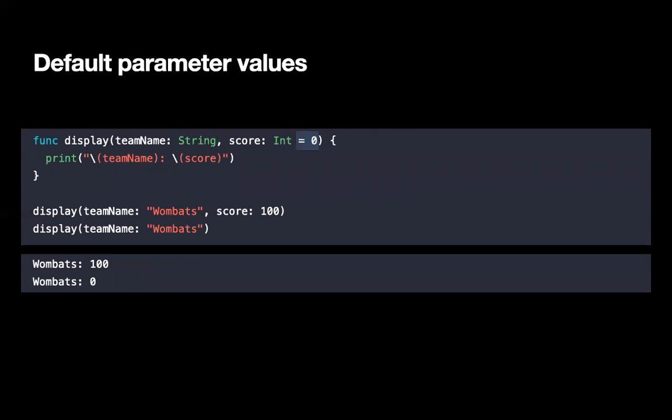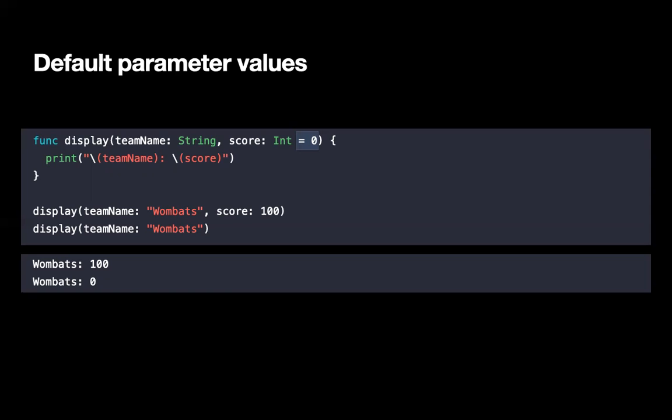Now the default parameter values is the next thing. So when we are passing the parameters, we can also provide the default values to the parameters. So here we have defined one function called display, having the first parameter as a team name, which is having the data type as a string, and the second parameter as a score, which is having the data type as an integer. And for that we have defined the default value equal to 0.